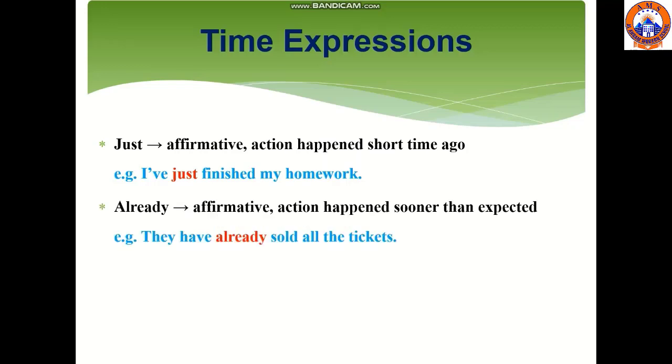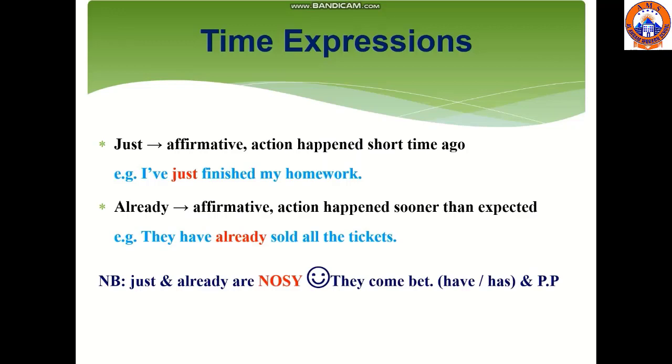Already, also in the affirmative form. We use it in the action happened sooner than expected. As we see in the example, they have already sold all the tickets. So this means that the action happened sooner than we expect. Take care. Just and already are nosy. What's meant by nosy? They come between have or has and the PP.